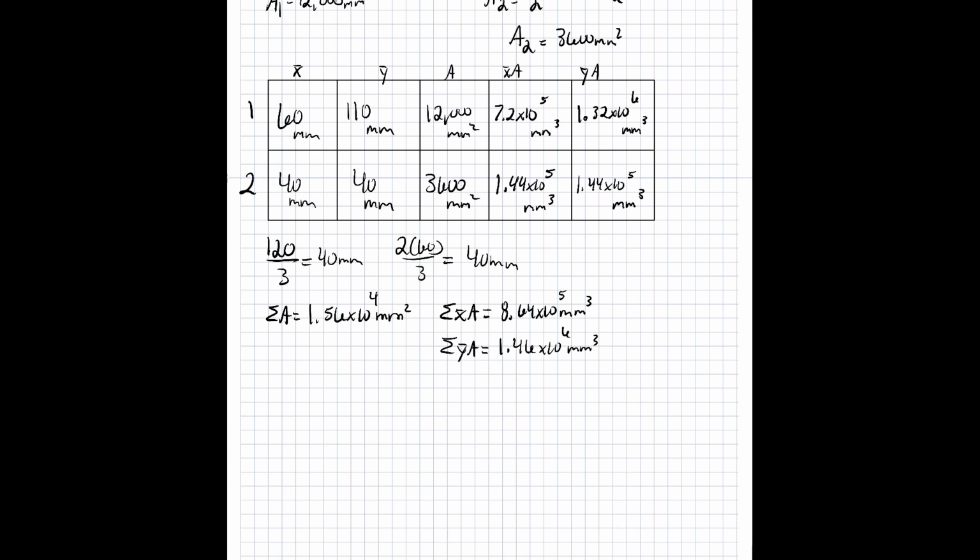Okay, now let's find our globals. So our global x bar is equal to the sum of our x bar times our area over the sum of the area, which comes out to 55.4 millimeters. And our y bar is going to be the same thing, using the sum of y bar times area over the sum of area. We get 93.8 millimeters. That global y bar is going to come in handy for us in a second.